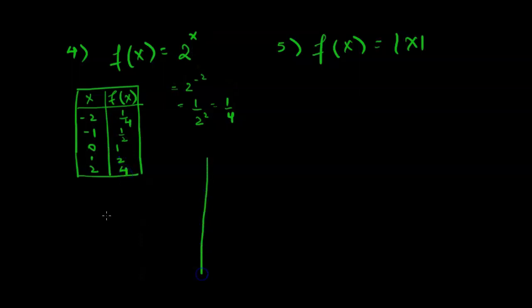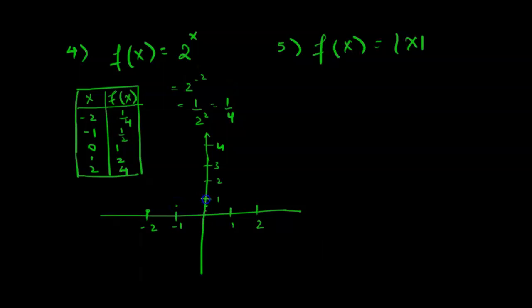Now we put all of this on the grid. This is how the grid would look. So when x is -2, y is 1 over 4, and 1 over 4 is half of half. So it's going to be somewhere here. So the point is going to be here. When x is -1, it's exactly half, so that's somewhere here.